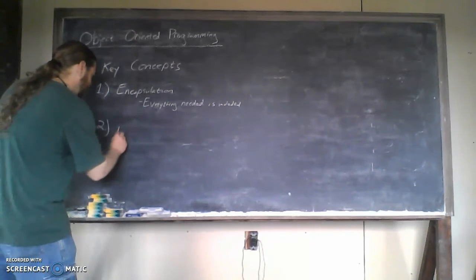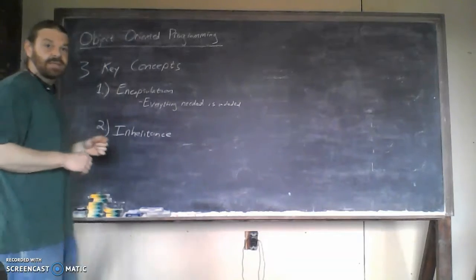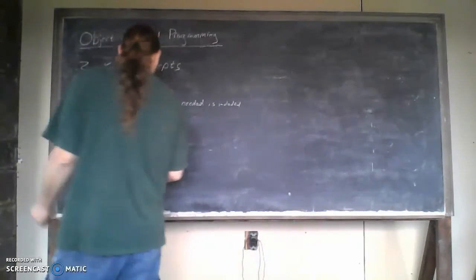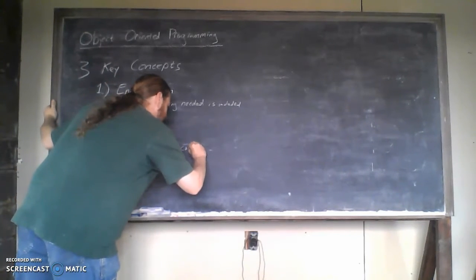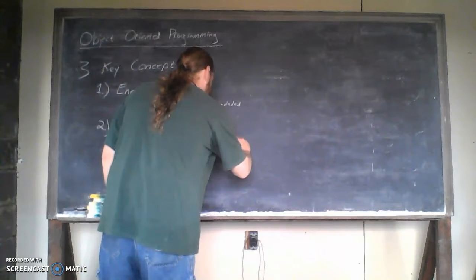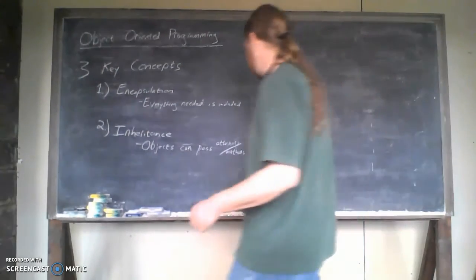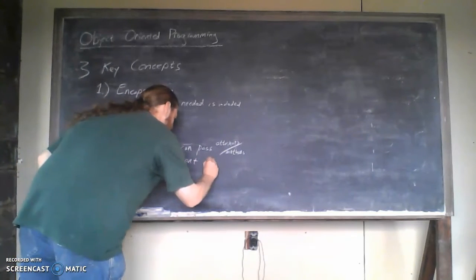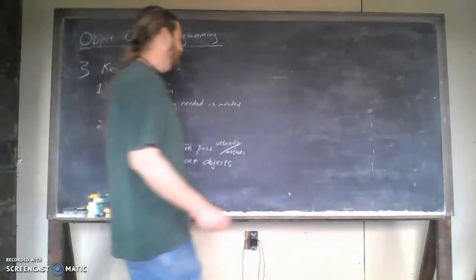So encapsulation, our second key concept is going to be inheritance. I thought for a long time when I put the notes together about what sentence to use. Objects can pass attributes and methods to other objects, to subsequent objects. I just remember thinking for a long time about that sentence for the introduction level.